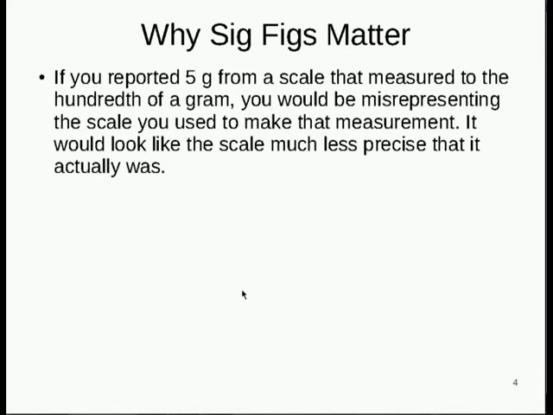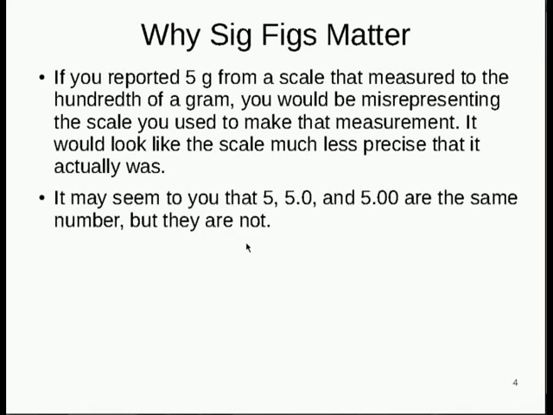If you reported, let's say, 5 grams, but you used the scale on the right that measured to the 100th of a gram, you just got lazy. You're like, it's 5.00, 5 grams is the same, I'm just going to write 5 grams. You're actually misrepresenting the scale you used, because if you just write 5 grams, that tells me you used the scale on the left, which is a much less precise scale and probably a cheaper scale than the one on the right. So it would really look like you used a scale that's much less precise than it actually was.